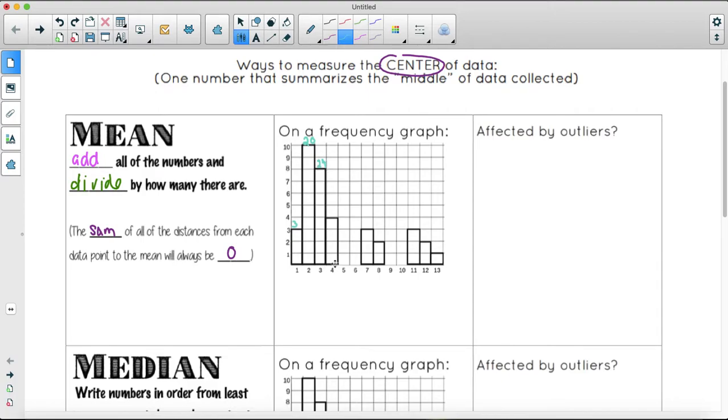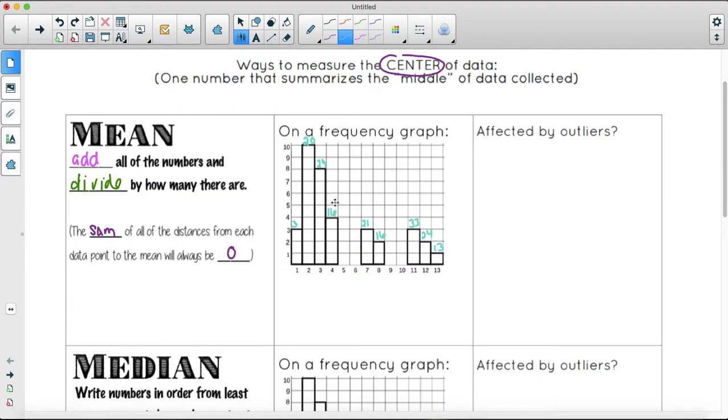Then we have a value of 4, but we have it 4 times, so that would be a total value of 16. On the next one, we have a value of 7, but 3 times, so that would be a total value of 21. We have a value of 8 two times, so that would be 16 total. We have a value of 11 three times, so that would be 33. We have a value of 12 two times, which would be 24. And we have a value of 13 one time, so that would just be 13.